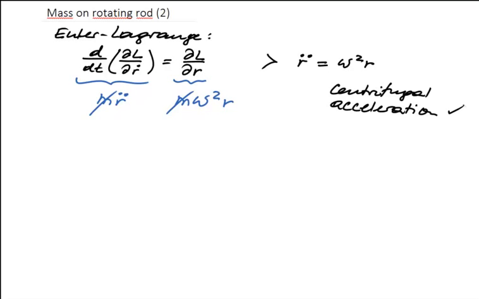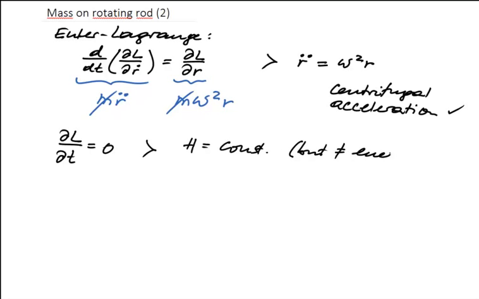Now, the Lagrange function does not depend explicitly on time. The partial derivative of L with respect to time vanishes. This implies, as our general result, that as a consequence, the Hamilton function is constant. That's a conserved quantity. But remember that the Hamilton function here is not equal to the energy.